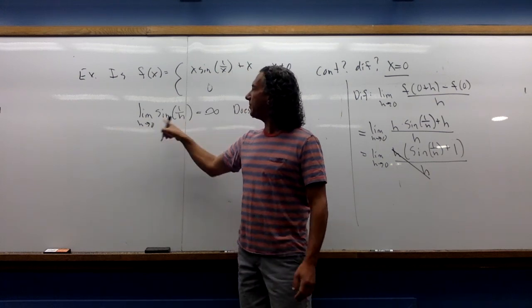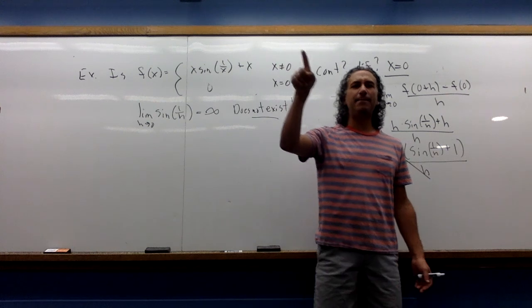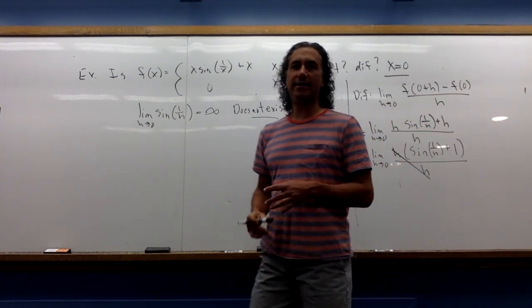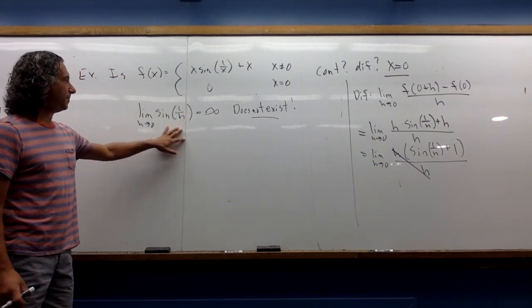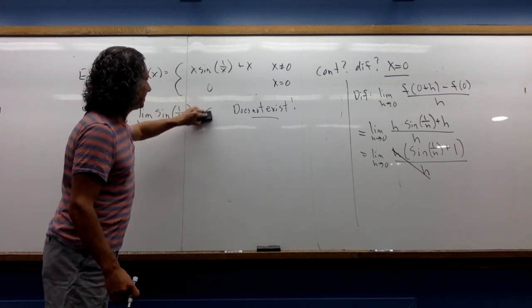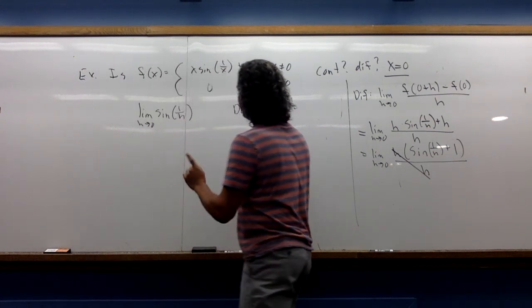Right? You keep plugging numbers closer and closer to 0. You're taking sine of larger and larger numbers. It keeps bopping back and forth between -1 and 1. It doesn't settle down to anything. So this is, sorry, should not have written infinity. It does not exist. But it's not infinite. Let me say that one more time.